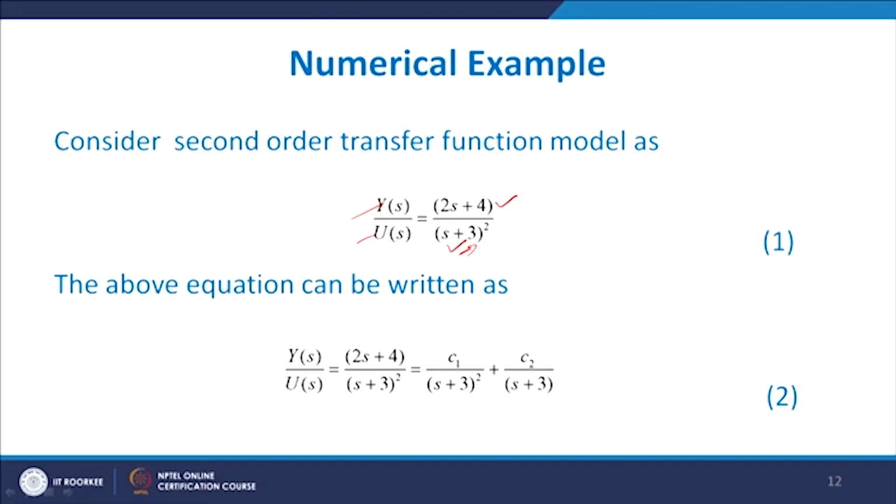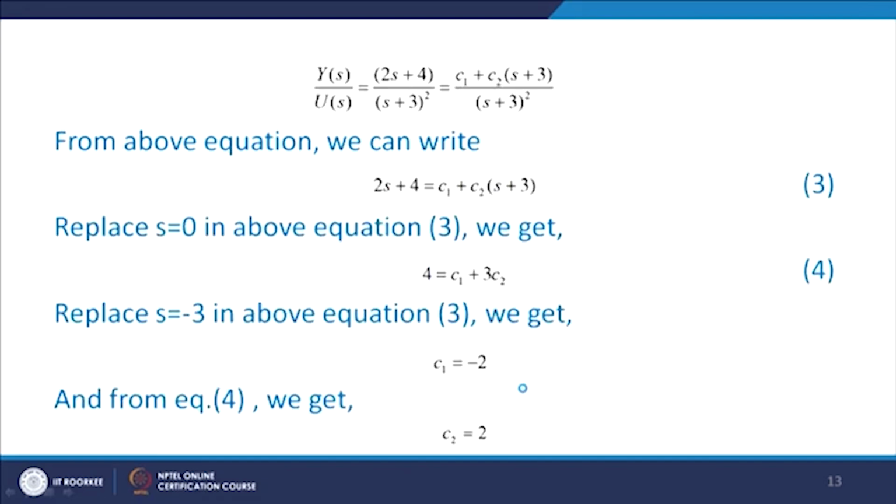So, here we have to use the concept of partial fraction expansion. So, what we have done: (2s plus 4)/(s plus 3) square equal to c1 divided by (s plus 3) square plus c2/(s plus 3). Now, we have to solve it. So, Y(s)/U(s) equal to (2s plus 4)/(s plus 3) whole square equal to [c1 plus c2 (s plus 3)]/(s plus 3) square. Now, what we do, this part we will compare. So, 2s plus 4 equal to c1 plus c2 (s plus 3).